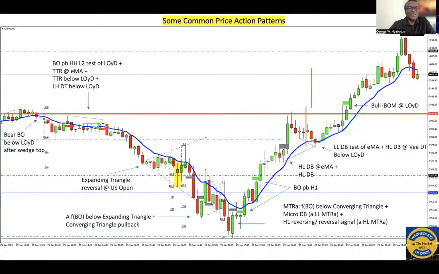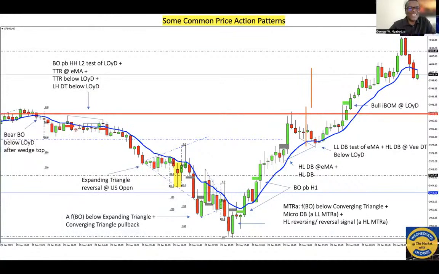If you're taking that trade, stop is still above here, above the wedge top. So do not take both trades, because then it's just increasing your risk. You have to take one of the trades. So that's a pretty strong one to take. It's a breakout, pullback, higher high, low to test of low of yesterday. It's the first one that we got.